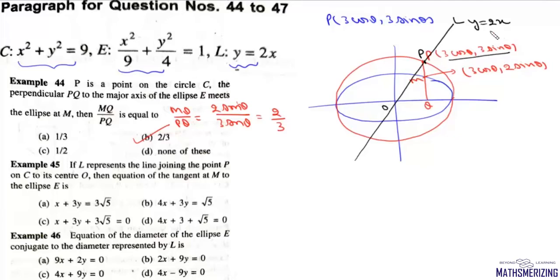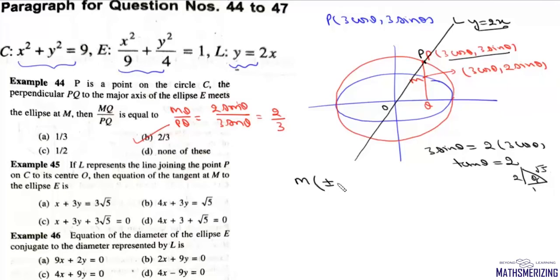Now this point P lies on this line. So we'll get 3 sin theta equal to 2 into 3 cos theta. So from here we'll say the value of tan theta is 2. So this is 2, this is 1 and this is under root 5. So the coordinate of this point M will be plus minus 3 cos theta, so plus minus 3 upon root 5, and 2 sin theta, so it will be plus minus 4 upon root 5.